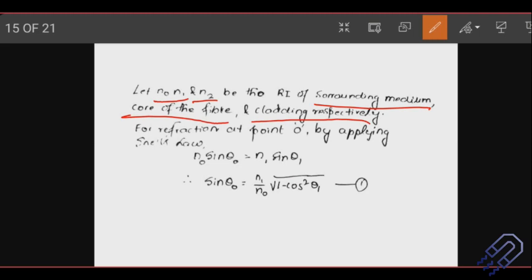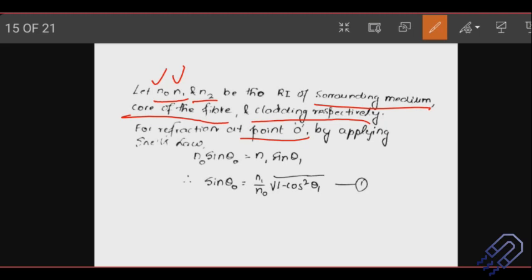Okay, so there are 2 points at which refraction happens. One will be at point O, which is nothing but separating n0 and n1. That means the surrounding medium and the core of the fiber. And here we can actually apply Snell's law. So what is Snell's law?